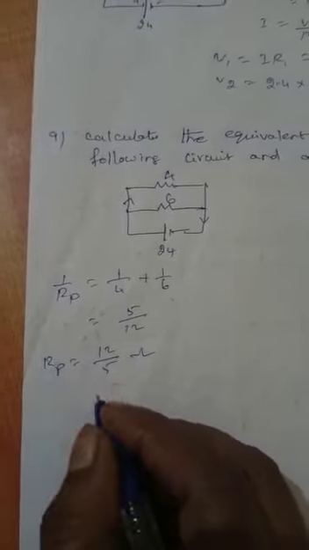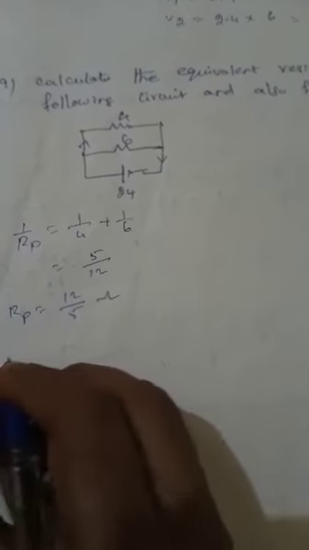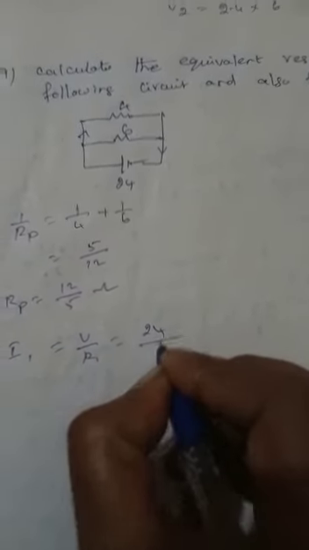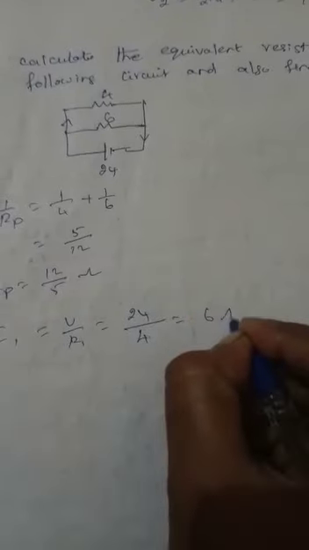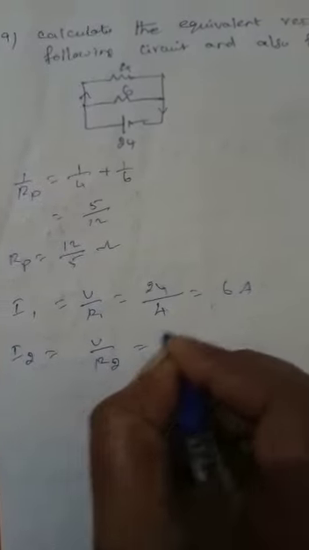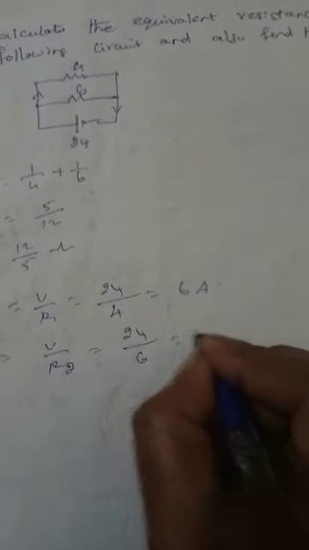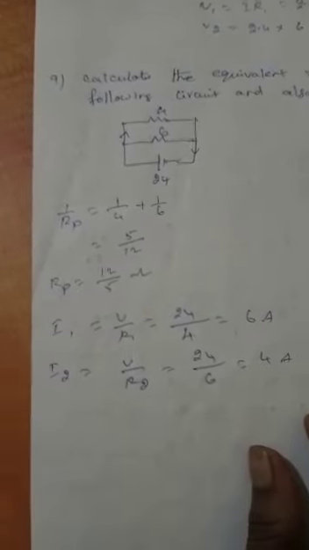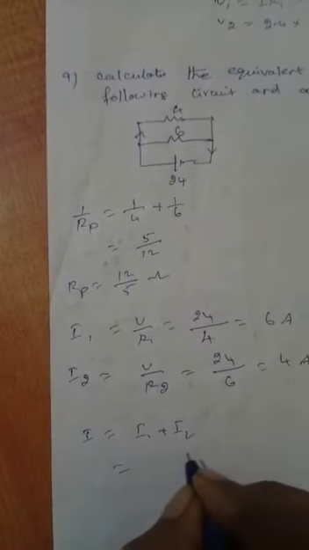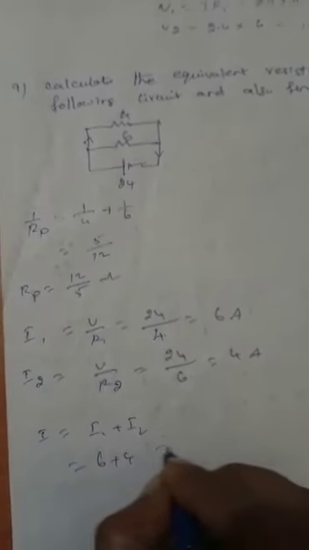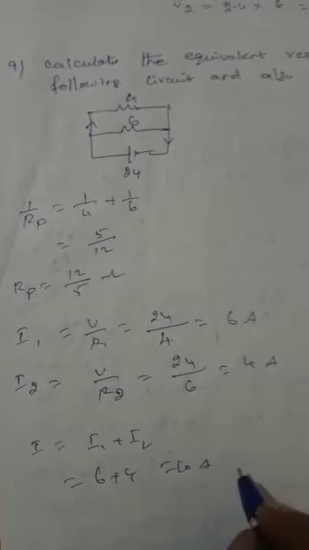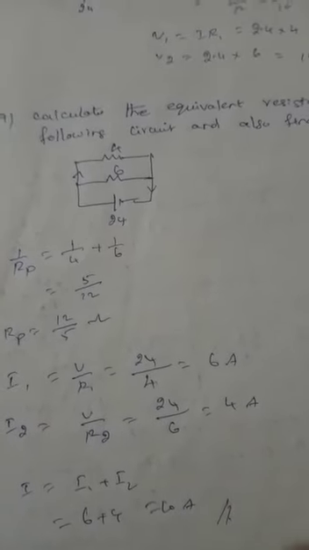Okay, next they are asking for the currents. First current I1 is equal to V by R1. V is 24, R1 is 4 ohm, so 6 ampere. Second current I2 is equal to V by R2, 24 by 6 is equal to 4 ampere. And the total current I is equal to I1 plus I2, so 6 plus 4 is equal to 10 ampere. That is the total current.